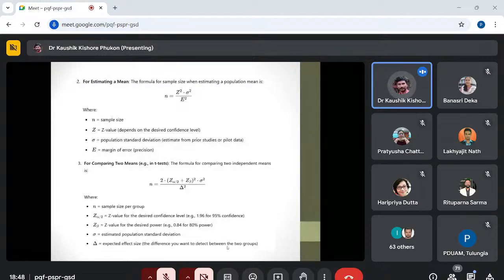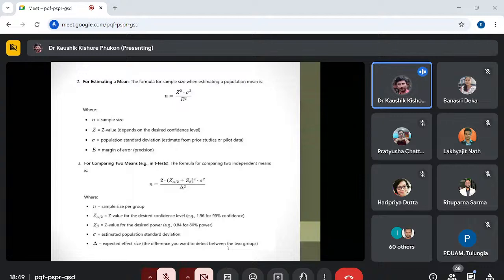Then for estimating a mean, a slight modification is there. N is equal to sample size, then a Z value, sigma, the population standard deviation, and margin of error. Just I am stating the formulas, because time will not permit me to explain them. So you can study books, or search for these formulas and study them. Different formulas are available to determine the desired sample size.